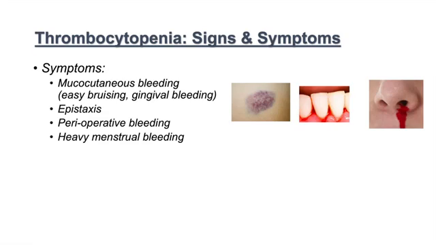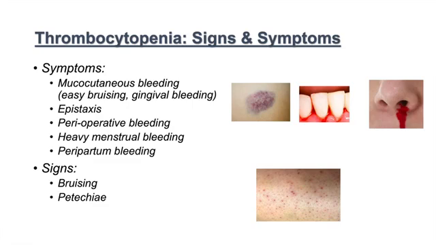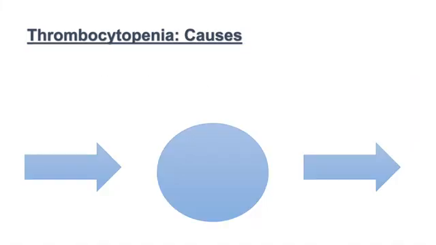Women with low platelet counts have heavier menstrual bleeding, and they can also be at higher risk for peripartum bleeding. And the signs of thrombocytopenia are mostly dermatological. We see bruising as another sign of thrombocytopenia. We also see petechiae, which are small, basically red dots on the skin, purpura and ecchymoses. Petechiae, purpura, and ecchymoses are basically the same but different sizes.